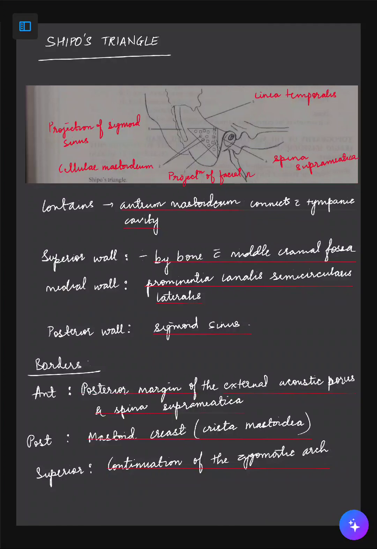See, in this diagram, I have shown it very well. This is spina suprameatica. This is linea temporalis. This is projection of the sigmoid sinus. This is mastoid cells and projection of facial nerve. So, by this diagram, you need to remember what is Shipault's triangle, where it is located, what are the superior wall, medial wall, posterior wall, and borders of the Shipault's triangle.